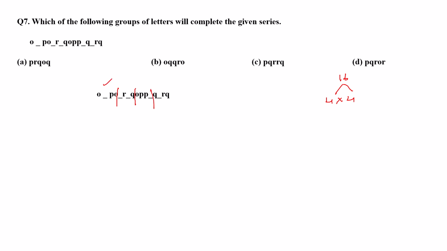And if you see, the first and the third group are the same, isn't it? So it starts with O, here also it starts with O. Second letter is P, so here you have to fill P, and fourth is O, so here it should be O. Then second and fourth are also the same.